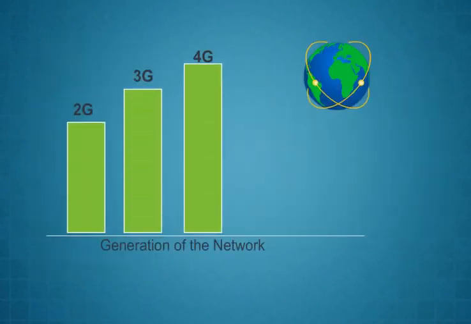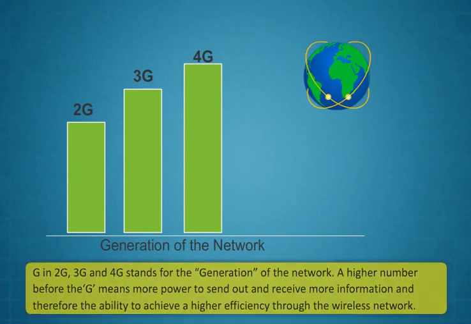Using internet by 2G, 3G and 4G network. G in 2G, 3G and 4G stands for the generation of the network. A higher number before the G means more power to send out and receive more information, and therefore the ability to achieve a higher efficiency through the wireless network.